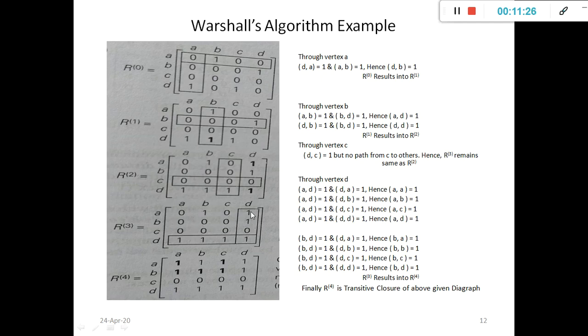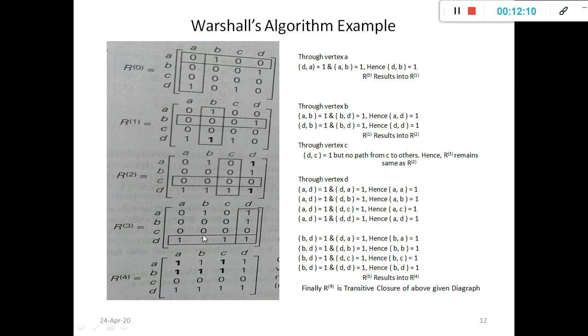Then from this last column and last row, it is clear that there is a path from A to D is equal to 1 and there is a path from D to A is equal to 1. That's why there is a path from A to A is equal to 1. Similarly, there is a path from A to D is equal to 1 and there is a path from D to B is equal to 1. Hence there is a path from A to B is equal to 1. Similarly, there is a path from A to D is equal to 1 and from D to C it is 1. Hence there is a path from A to C is equal to 1. Similarly, there is a path from A to D is 1 and the path from D to D is 1. Hence there is a path from A to D is equal to 1.